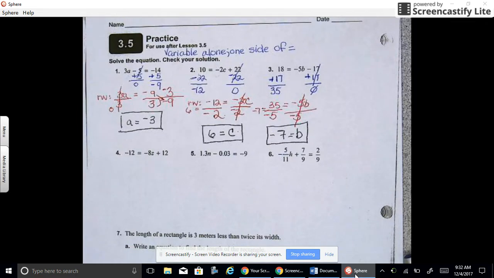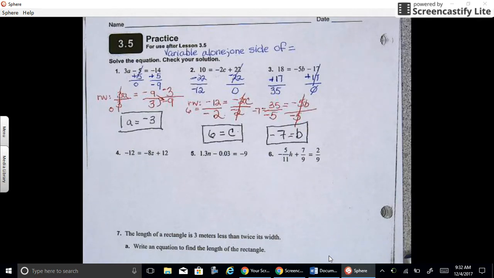So write down on your paper negative 12 equals negative 8z plus 12. Yep. So, Valeria, your turn. All right, so I've got negative 12 equals negative 8z plus 12. What's the first number I need to move away from the negative 8z plus 12 over to the other side of the equal sign?